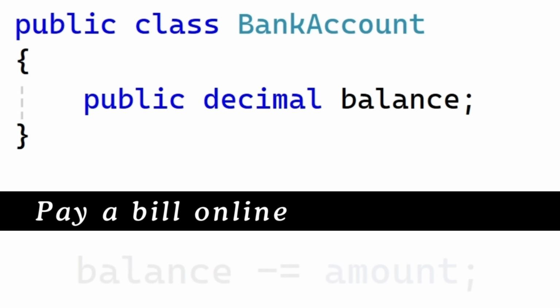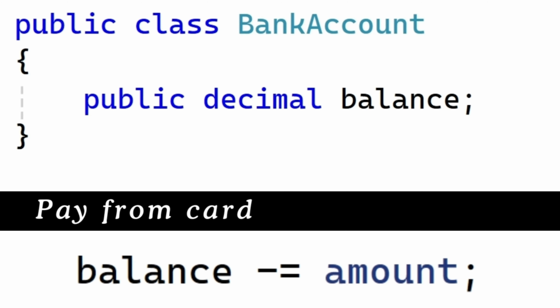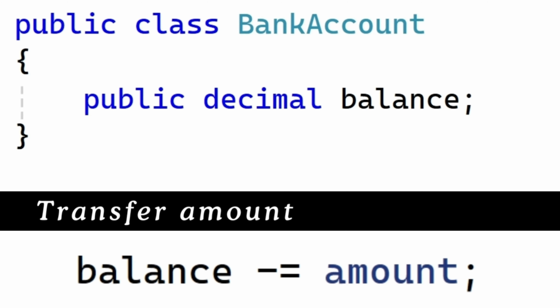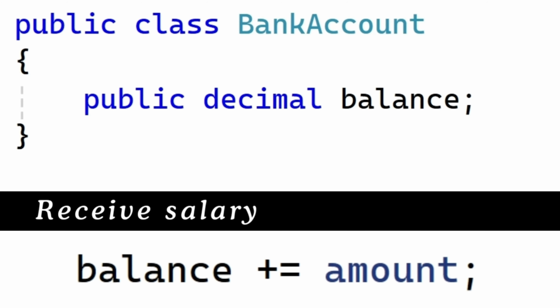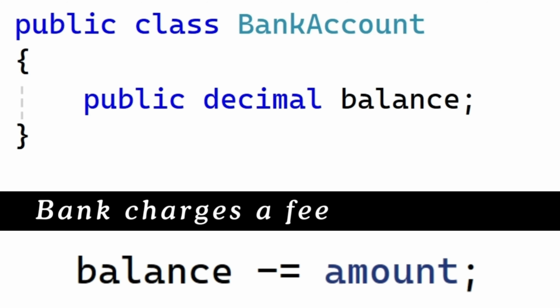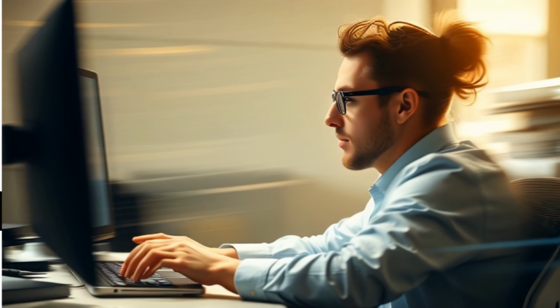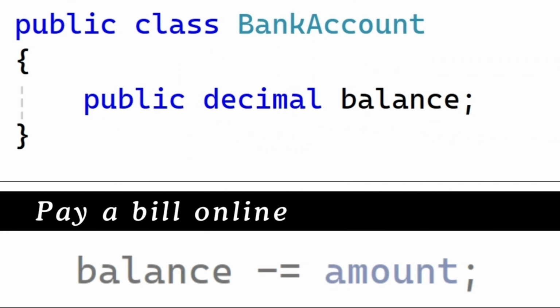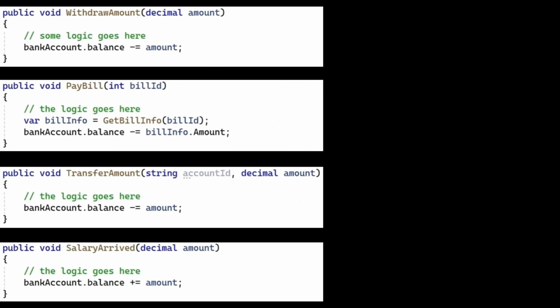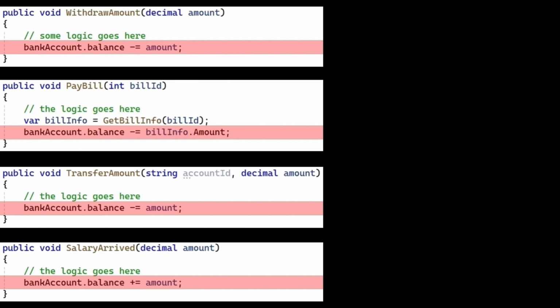Similarly, when you pay a bill online or make a purchase using a card, when you transfer money, when you receive your salary, when the bank charges a monthly recurring fee for its services, in all those scenarios, the balance attribute is updated. If you jump straight into the development without realizing this very nature of the balance field, you will end up with different pieces of code throughout your application that manipulates the balance attribute. And this type of coding will cause several problems down the way.